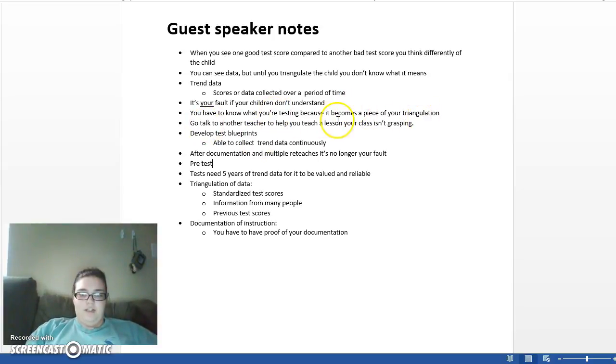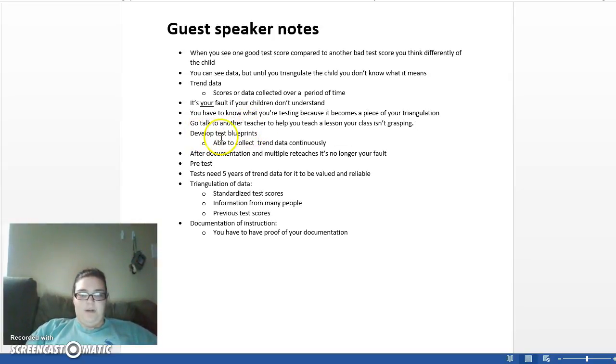Go talk to another teacher to help you teach a lesson your class isn't grasping. One of the things we talked about was if the kids just can't comprehend how many legs a dog has, then have a different teacher come in that's an expert on the amount of legs a dog has. And maybe they'll teach it a different way where your kids will understand it.